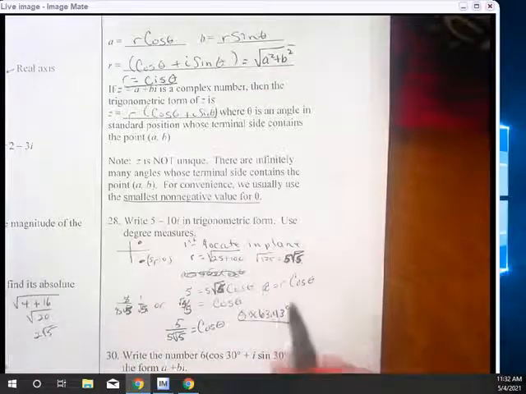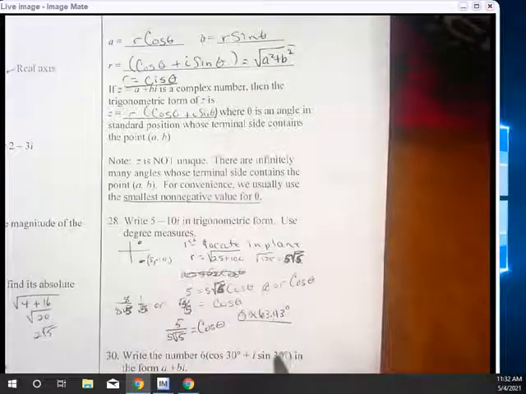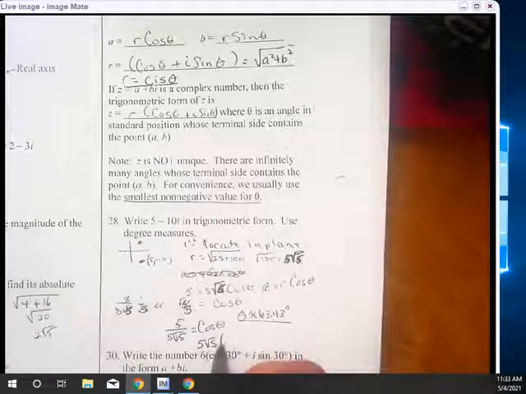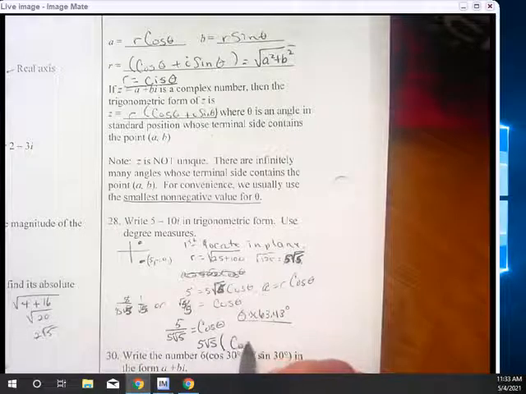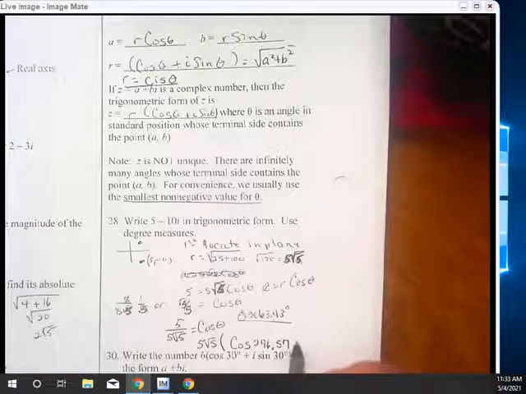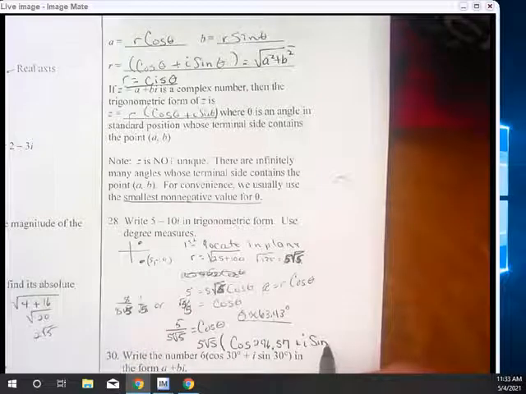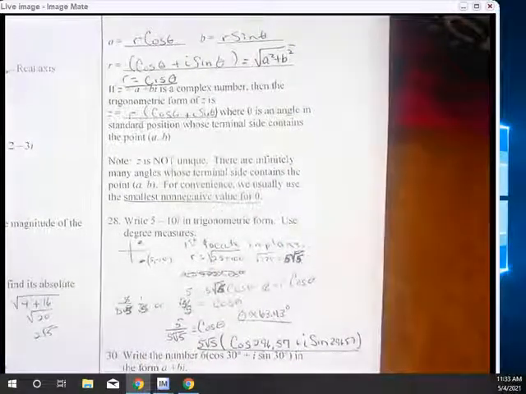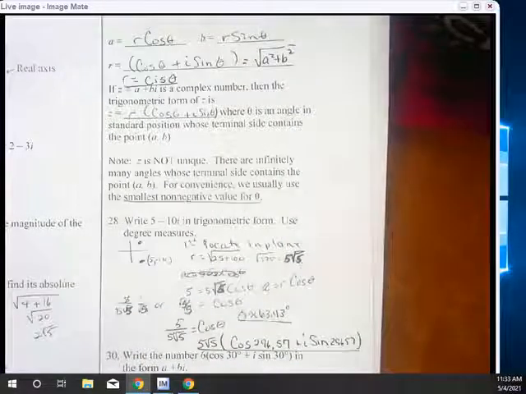And I was looking to see how they wanted it written. So we're going to use our 5 square root 5, and then I'm going to do the cosine of 296.57 plus i times the sine of that angle, 296.57. So trigonometric form, you're putting it back in terms of trig functions.